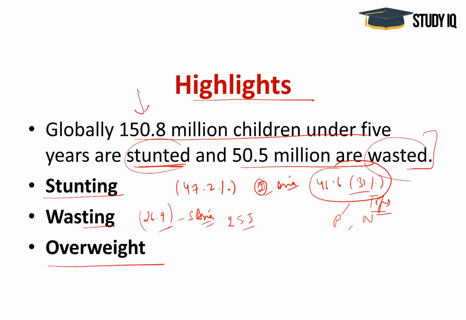Now let's come to overweight. India also figures among the set of countries that have more than 1 million overweight children. Other nations are China, Indonesia, Egypt, US, Brazil, and even Pakistan. In 4 countries, more than 1/5 of all children are overweight, and these 4 countries are Ukraine, Albania, Libya, and Montenegro.